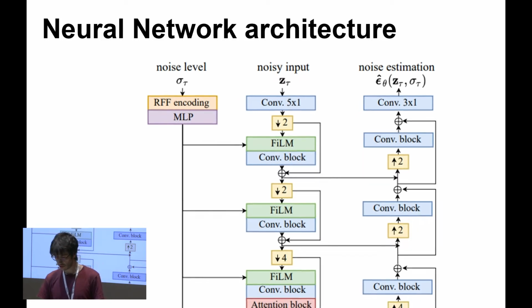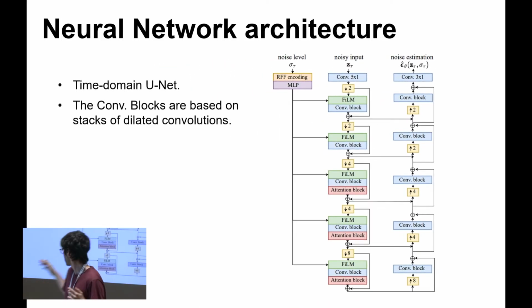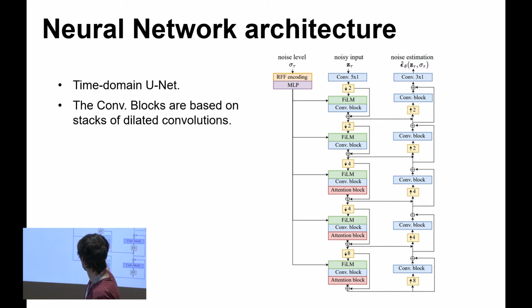And this is a UNet. It has this multi-scale structure. We're downsampling at each step. There are the skip connections and residuals. We also added some attention blocks. I think they are not critical, but it seemed to help the performance a little bit.